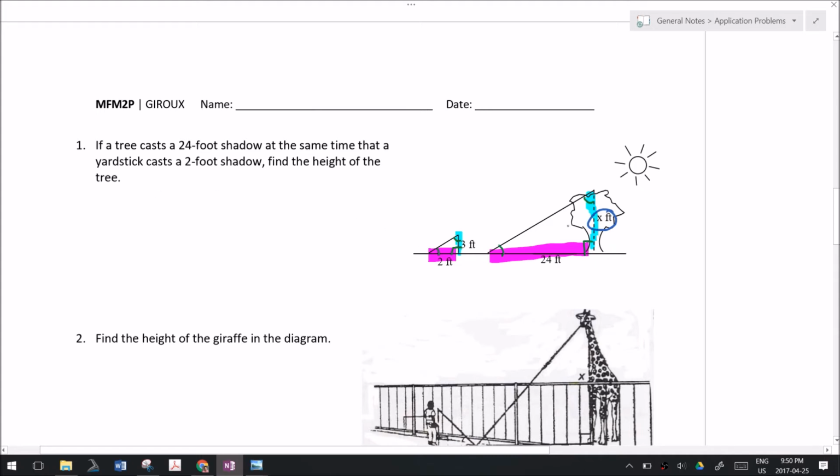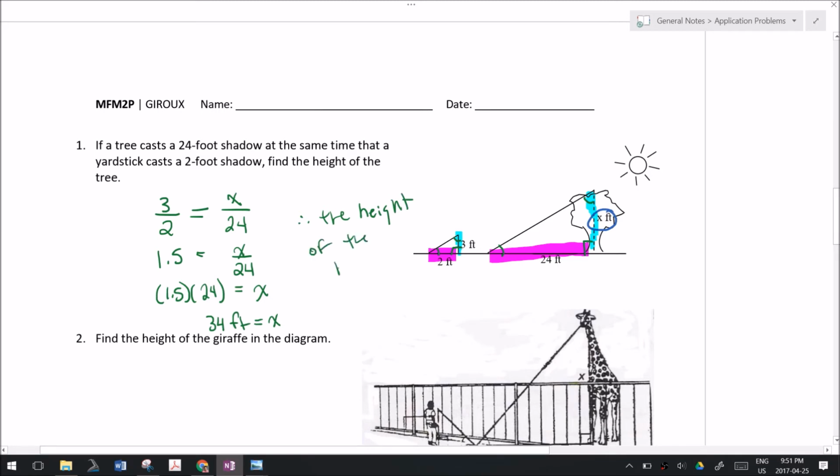If I want to know the height of the tree, I know that the length of this side divided by the length of this side is the same as the length of x divided by 24. 3 divided by 2 is 1.5, and 1.5 times 24 gives me my unknown length. So I know that the x is 34 feet. Write a quick statement that therefore the height of the tree is 34 feet.